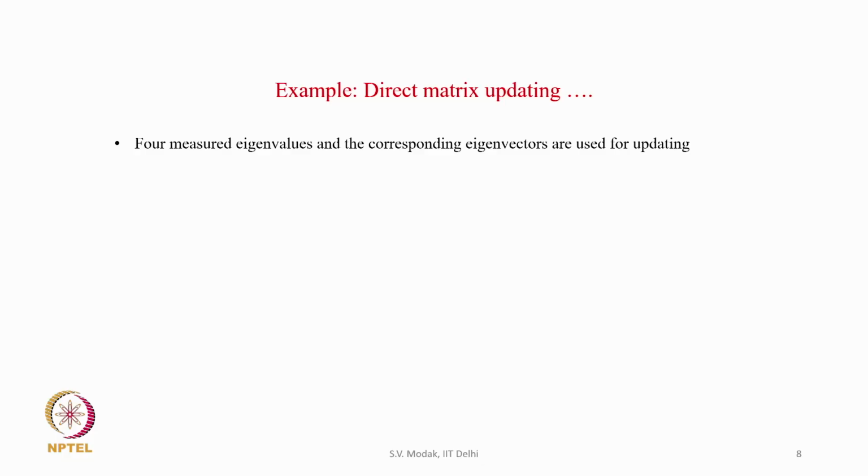So, now we are going to make use of 4 measured eigenvalues and corresponding eigenvectors for updating. We note that since we have taken measurements at 5 points, as we saw on the previous slide, at alternate nodes, the measured eigenvector will be of size 5 by 1, while the degree of freedom of the FE model is 22 because there are 11 nodes.